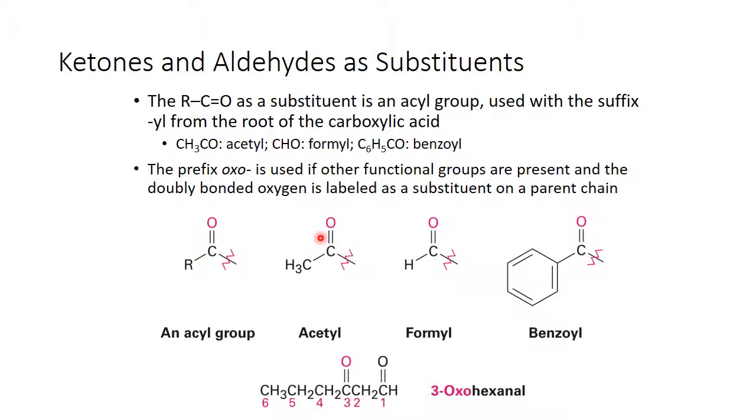If you look down at the example at the bottom of this screen, you will see that here the ketone is the secondary functional group and the aldehyde is the primary functional group. So this is named as a hexanal. Then the ketone functional group becomes oxo, and so we name it 3-oxo-hexanal.